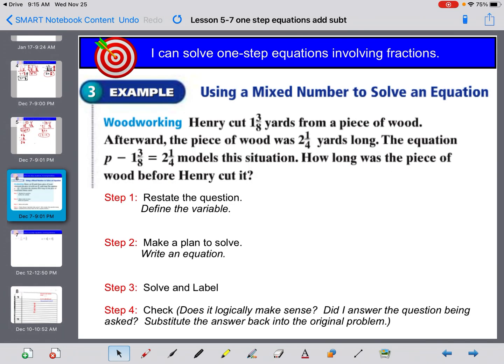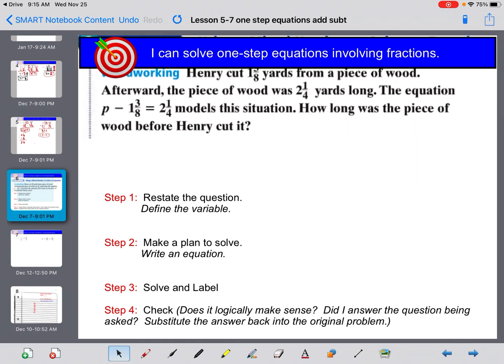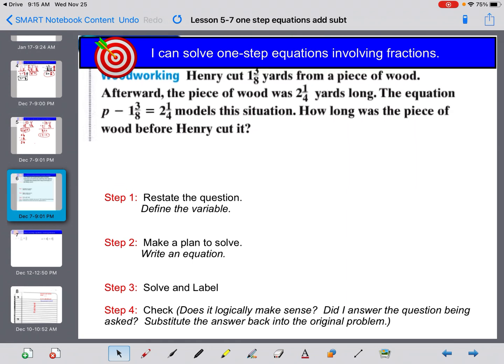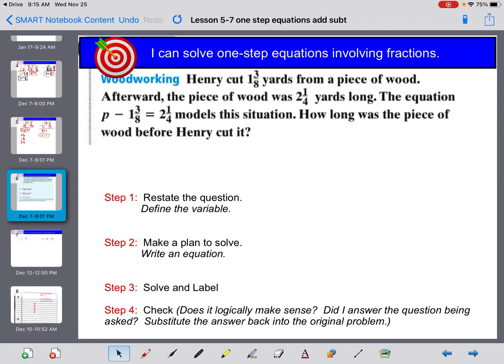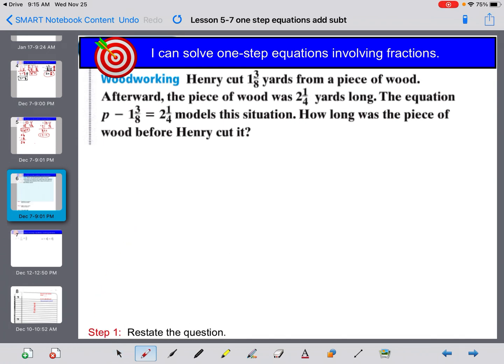All right, what if we have a word problem? Henry cut 1 3/8 yards from a piece of wood. Afterwards, the piece of wood was 2 1/4 yards long. The equation P minus 1 3/8 equals 2 1/4 models the situation. How long is the piece of wood before Henry cut it? So really all they're asking you to do is to solve that equation.